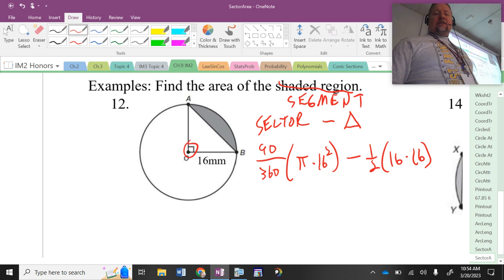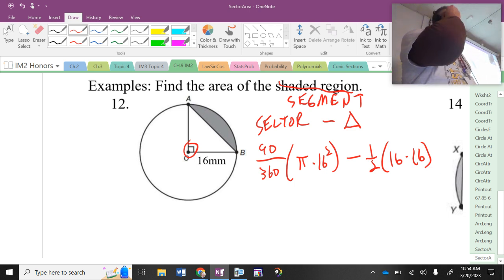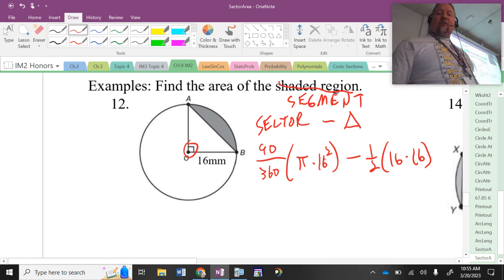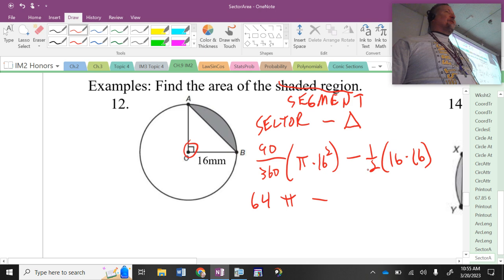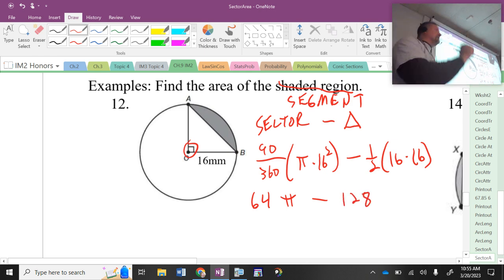Okay, 16 squared, I believe that's 256. 1/4 of that is 64. I think 1/4 of 256 is 64 pi. Just type it on your calculator if you want. Wait a minute. Half of 256 is 128. Does that sound about right? All right, that's the exact answer.